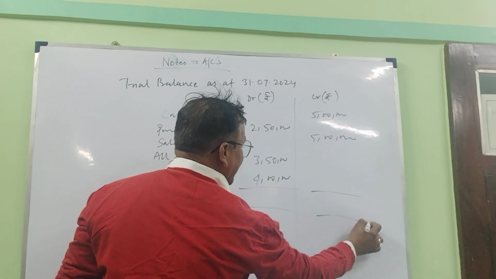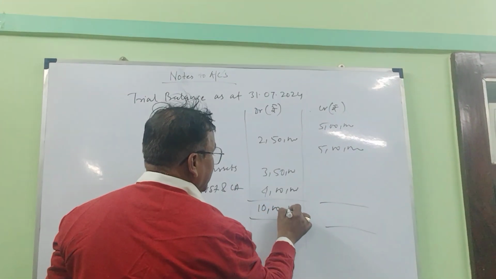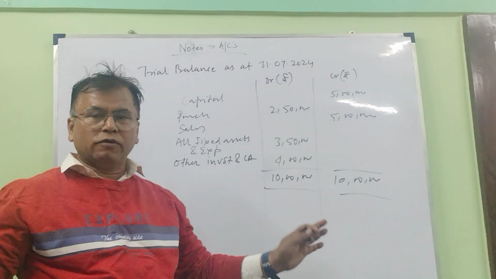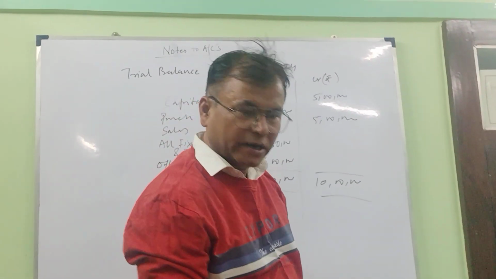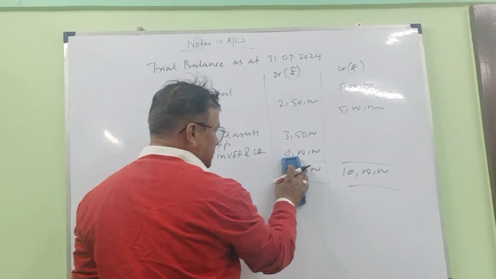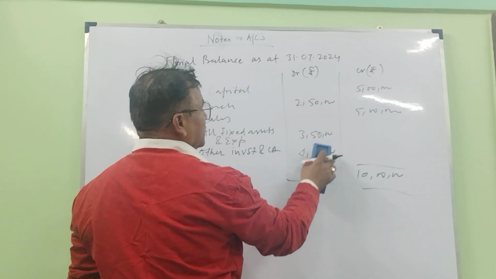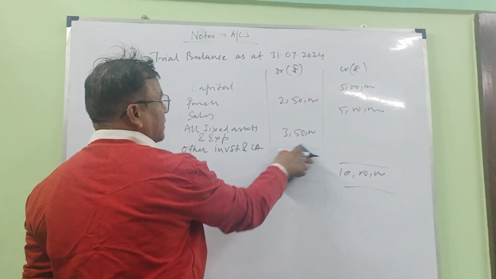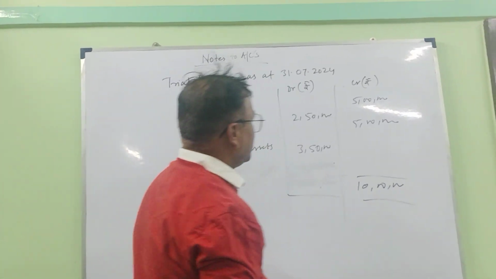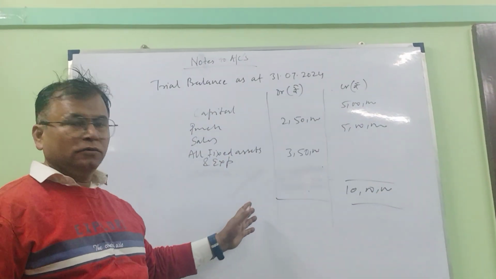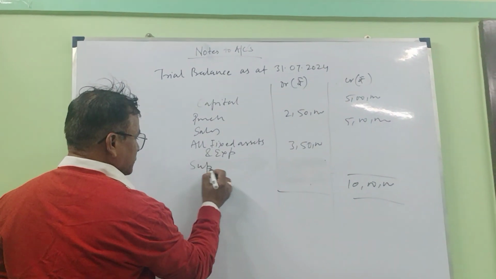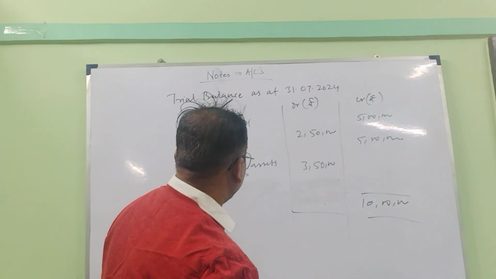Now if this tallies, 10 lakh and 10 lakh on both sides, there is no requirement of suspense account. Is it clear? Suspense account only comes into the picture if this is not tallying. Suppose there is no 4 lakh here and there are no other items here. Then there is an excess of credit over debit. So therefore we will have to put a suspense account here.